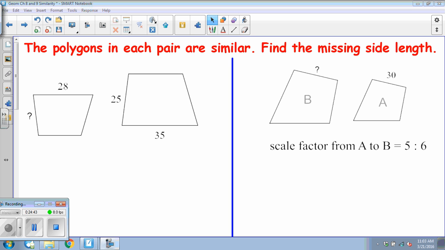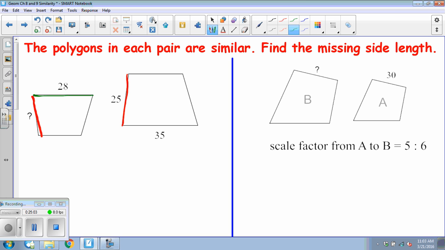For the first one, you have to look and figure out what sides correspond with what sides. It looks like they took the first figure and flipped it upside down to get the second figure, right? So we can see that this corresponds with this. But you need to recognize this is the long side of one of the bases. It corresponds with that, the long side of the other base. When we write our proportion, we'll call this x. So x over 25 equals 28 over 35.